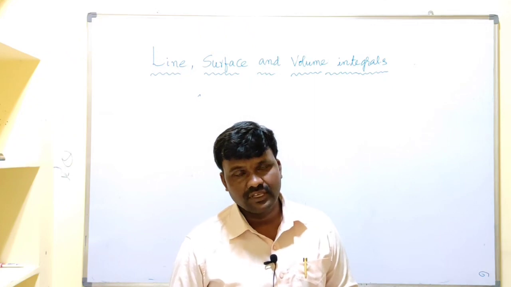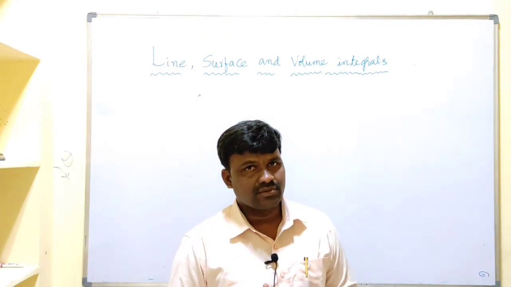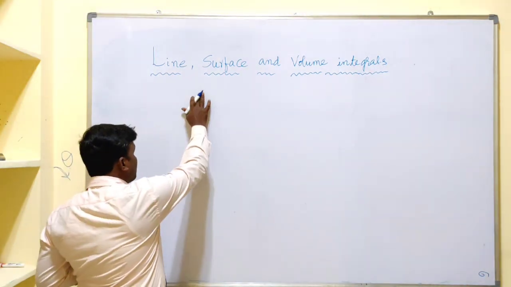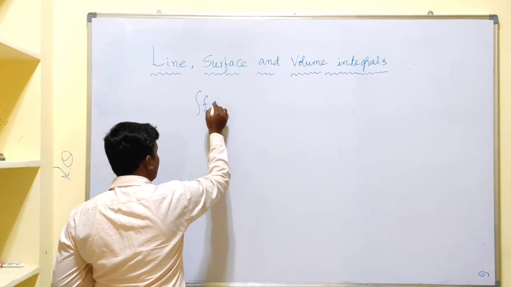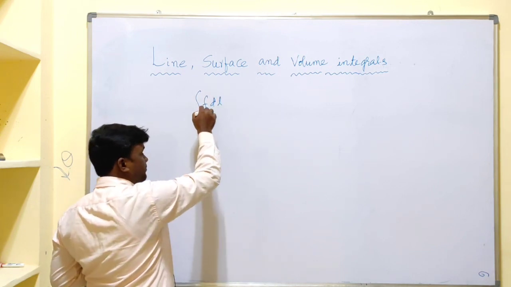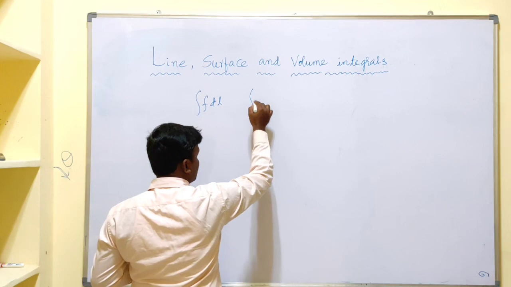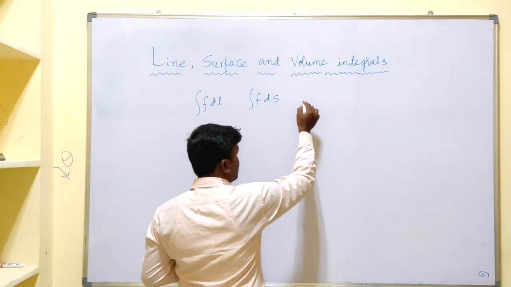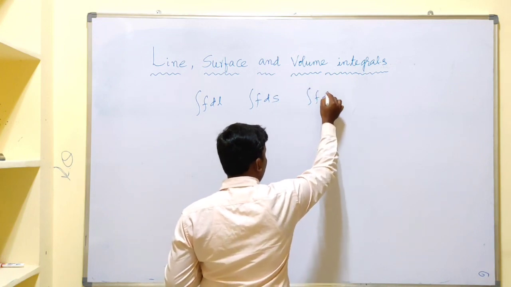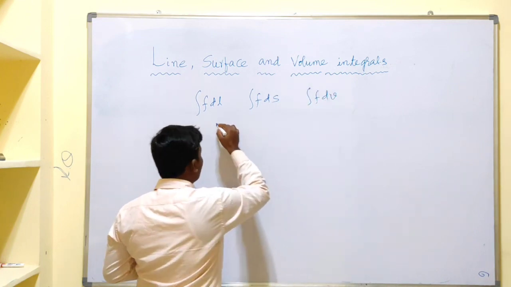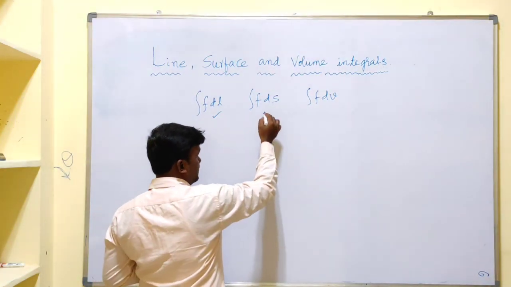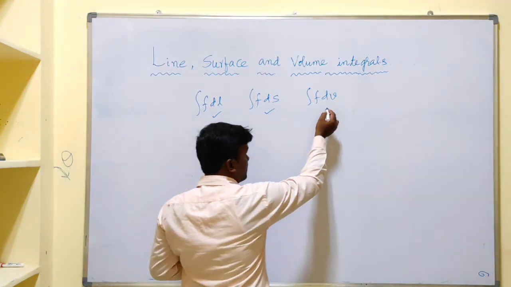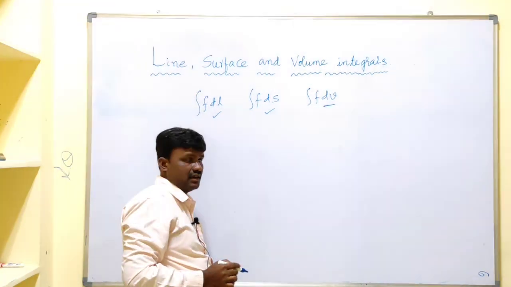Of course, in your mathematics course, you might have studied the line integral of a function, that is integral f dl, the surface integral of a function, that is integral f ds, or else the volume integral of a function, integral f dv. Line integral means a single integral, surface integral means a double integral, and volume integral means a triple integral.